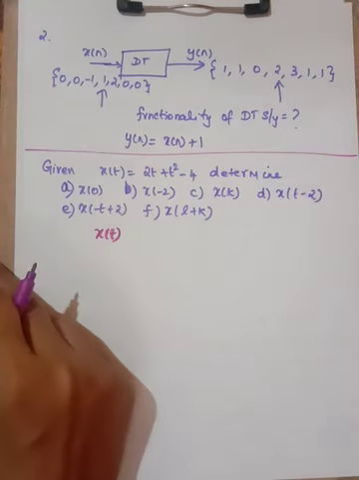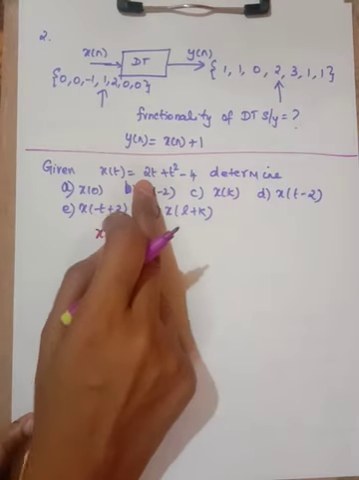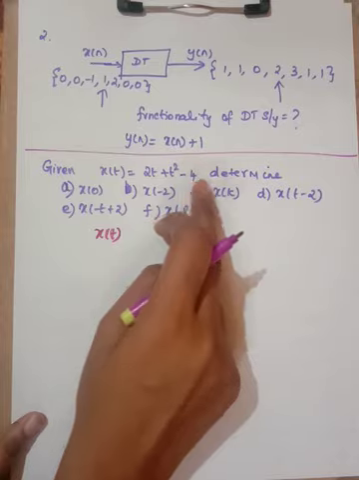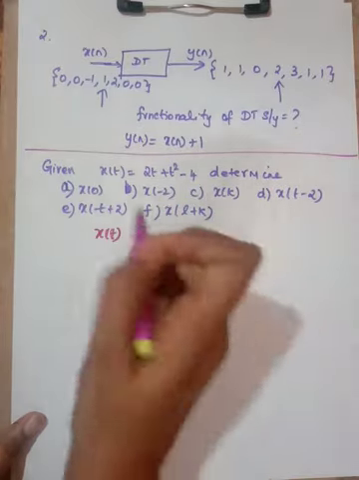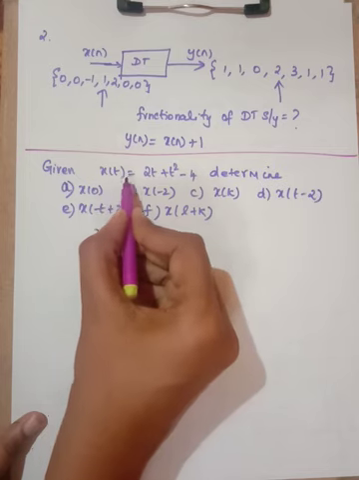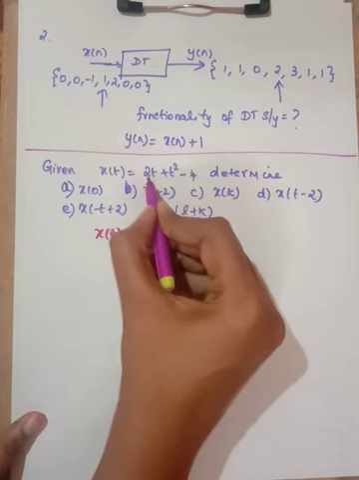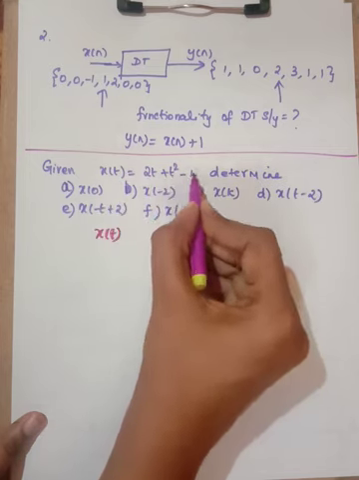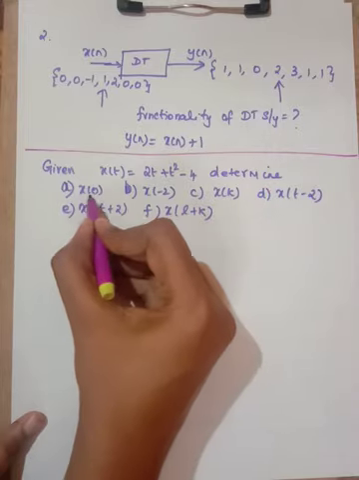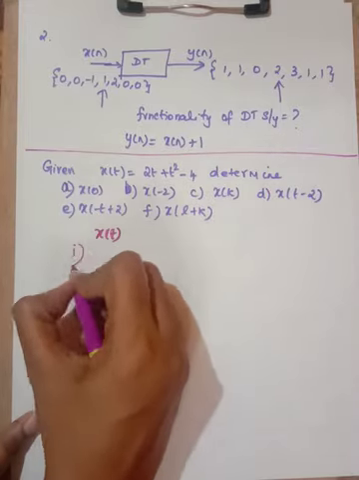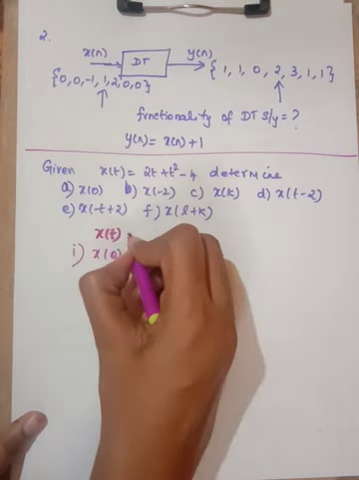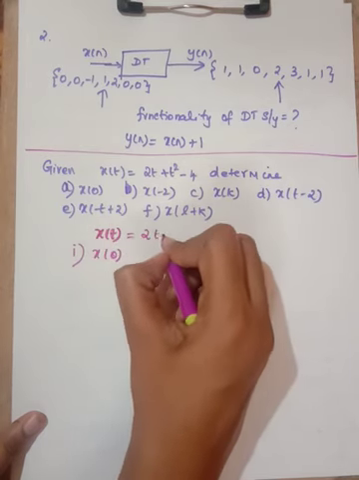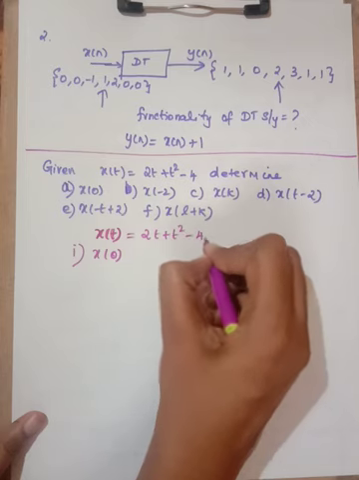Now consider this problem. Given x of t equal to 2t plus t square minus 4, we need to determine all these values of x of t. What is meant here is, a signal is given in the form of 2t plus t square minus 4, and I need to find these values. So see the first problem. We need to find x of 0. What is given? x of t is equal to 2t plus t square minus 4.